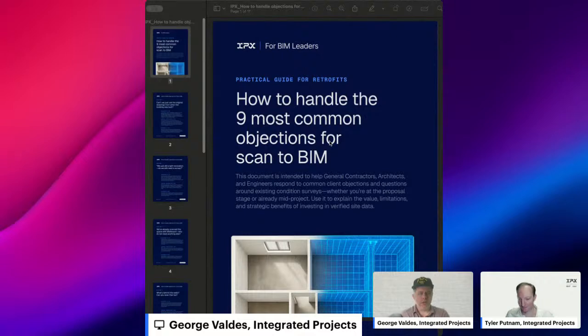Sorry, George. No, no. I mean, you're saying that I just kept thinking about the word open source in some sense. At the end of the day, when you download this and read through it, if there are things you think are missing in there, please reach out and let us know.